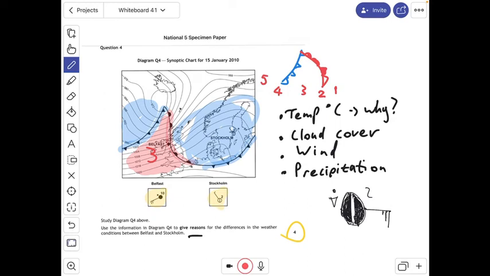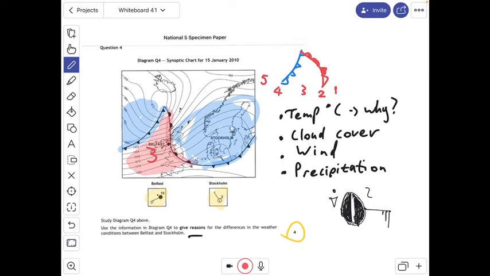So I'm not going to write it out, I'm just going to talk through it, and then you guys can work out an answer from there. Okay, so why is the temperature different between Belfast and Stockholm? Very quickly and very easily, you need to say that Belfast is in the warm sector of a depression, whereas Stockholm is behind a cold front in a cold air mass. That'll get you a mark.